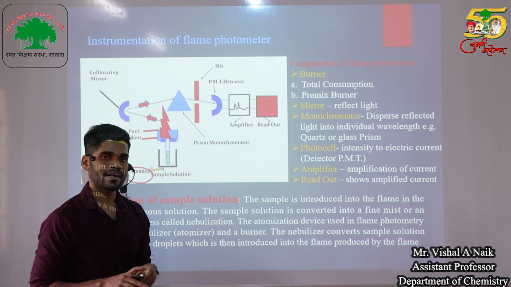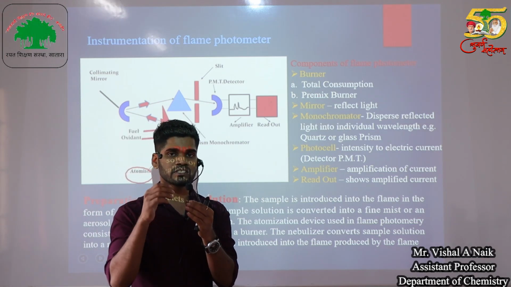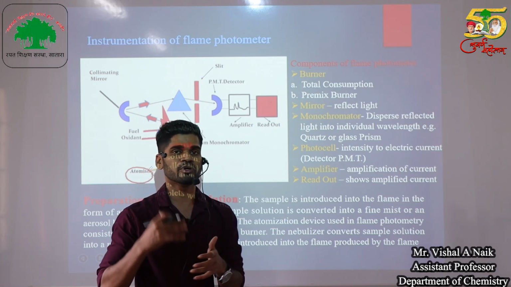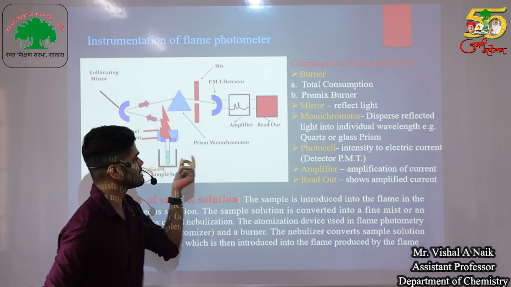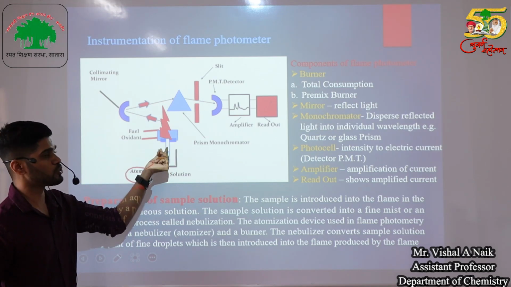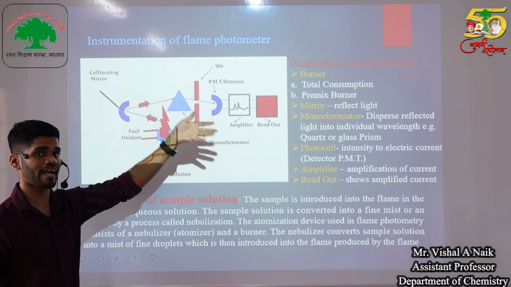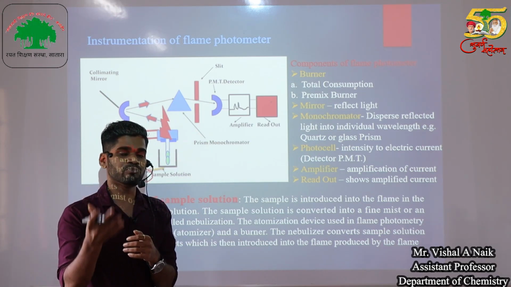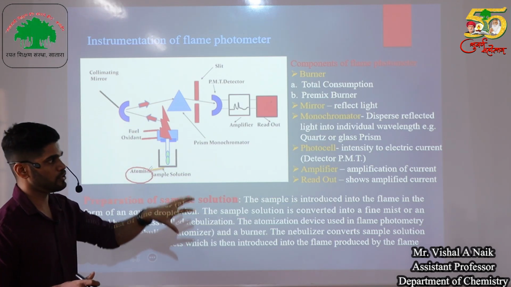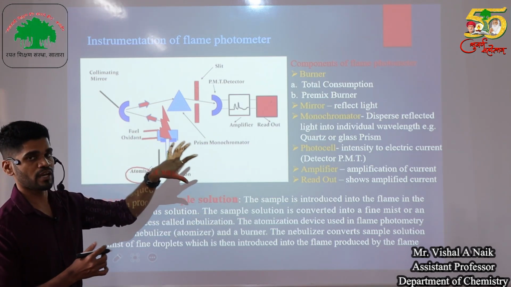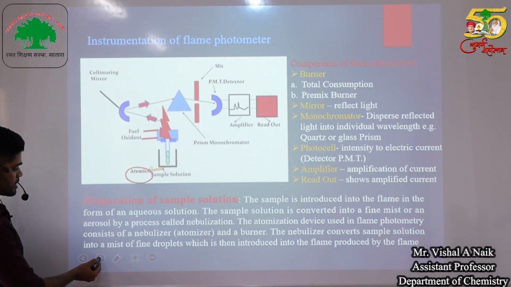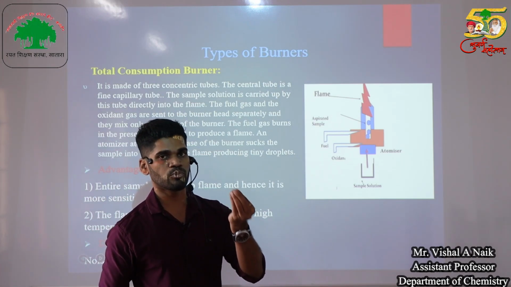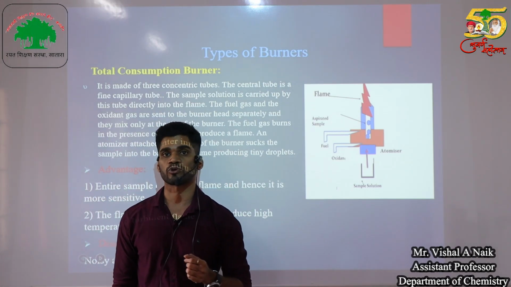Atomizer means what? That particular atomizer converts the sample solution into smaller, tiny droplets, which are easily burned in a flame. That's why the atomizer is attached here, which sucks the sample and sprays it, converting it into tiny droplets that are sprayed into a flame, so that the sample burns easily in the flame. That's why we use an atomizer in a flame emission spectrophotometer. Which type of burners do we use in a flame photometer? This is the most important part of the flame emission spectrophotometer.